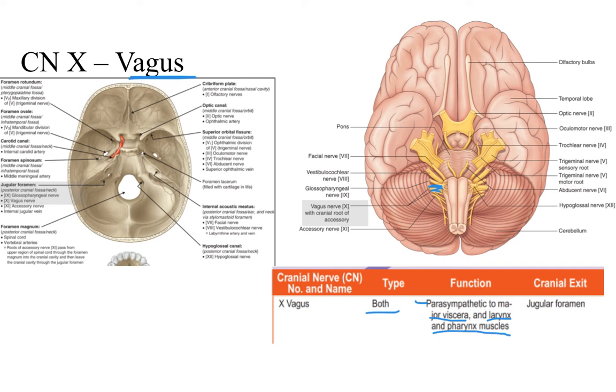How do we test the vagus nerve? We tested it along with cranial nerve 9 when we had the patient say ah, and tested the gag response and swallowing. Those all test both cranial nerve 9 and cranial nerve 10.